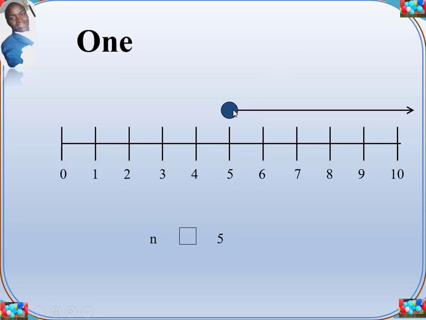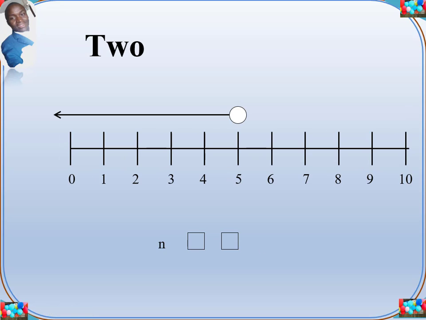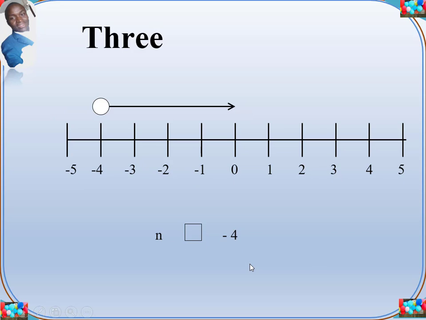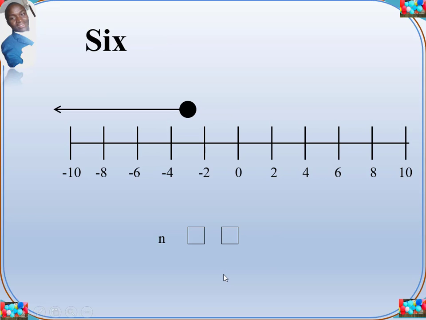Now when you look at this, there is a closed circle on top of 5, and the values are increasing, meaning you can say n is greater or equal to 5. Then next, the second diagram here, we have an open circle on top of 5, and then the values are decreasing. You can say n is less than 5. Then diagram 3, we have an open circle on top of -4, and the values are increasing. You can say n is greater than -4.